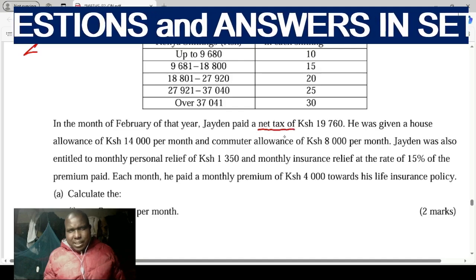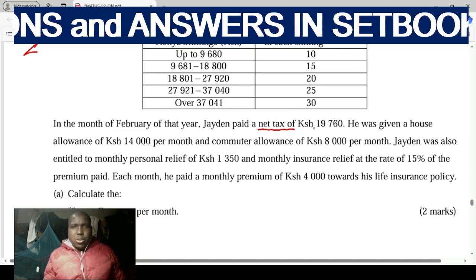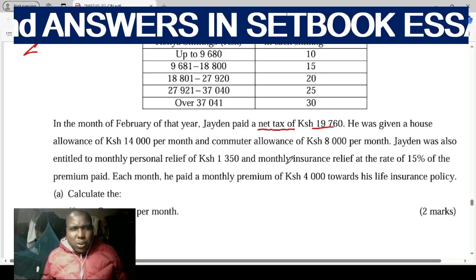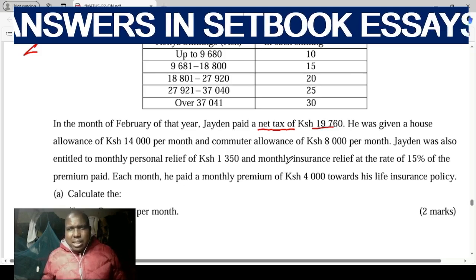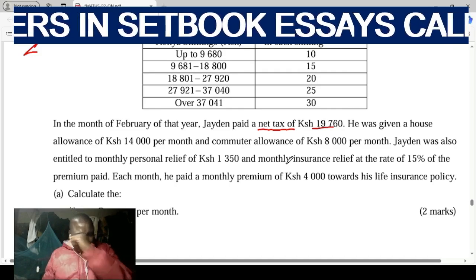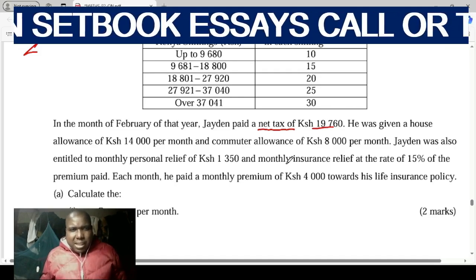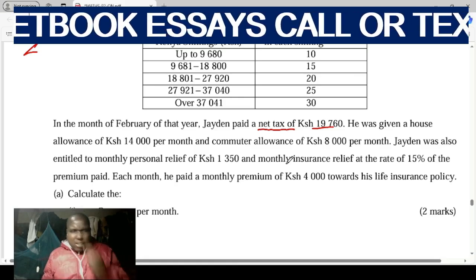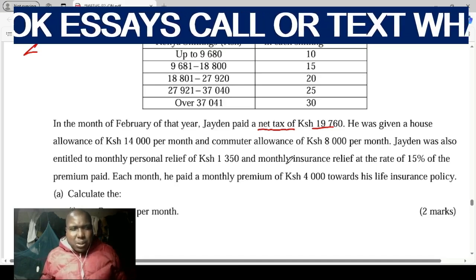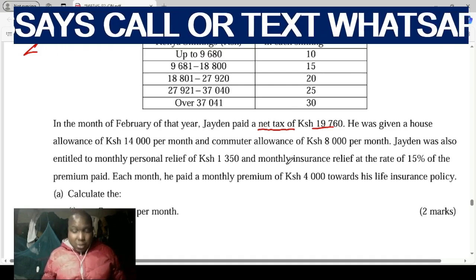In the month of February of that year, Jaden paid a net tax. Net tax is equal to net income is equal to pay. So he paid 19,760. He was given house allowance of 14 and a commuter allowance of 8,000. Jaden was also entitled to a personal relief of 13,000 per month, insurance relief rate for 15% of premium paid. Each month, he paid a monthly premium of 4,000 towards his life insurance policy. Calculate the gross tax per month.